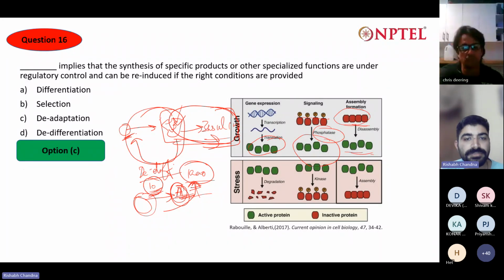If the cell starts producing these 1,000 molecules of A, that means it is adapted to that condition. And when the stress condition is reversed, the cell can bring the levels of protein back to 10 itself. So after the stress is removed, the number of proteins being formed is 10. So this is de-adaptation.